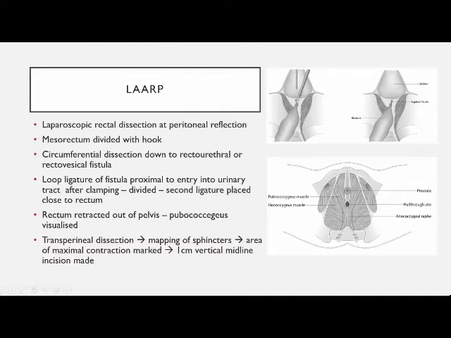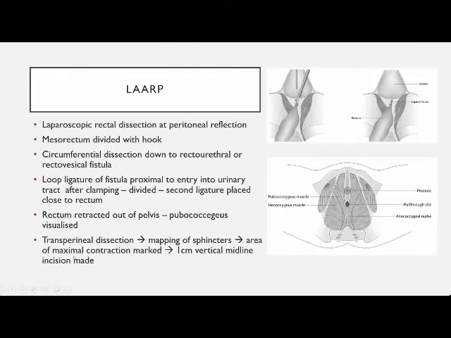So the rectum is retracted out of the pelvis. With the laparoscopic visualization, the pubococcygeus muscle, this is how the visualization will look. Pubococcygeus, the entire levator diaphragm can be well visualized, including the pubococcygeal sling. And then this will be the pull-through site, which can be delineated. So transperineal dissection is then carried out after mapping of the sphincters as we do in PSARP.